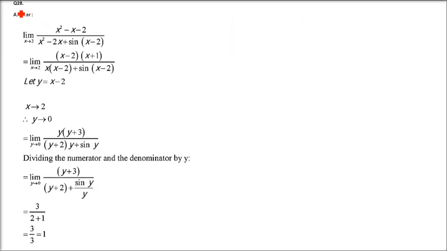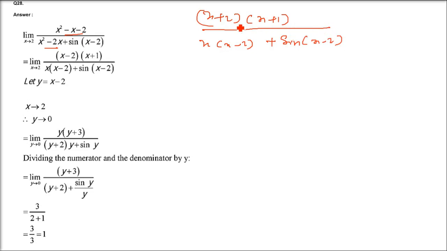Coming to question number 28. So x square minus x minus 2, x square minus 2x plus sine x minus 2. Exactly the same question, almost similar to the previous one. So this is x square minus x minus 2. If you remember, it was x minus 2 and x plus 1. I'll just change it. This is x minus 2x, so we are taking x common, x minus 2, then you have sine x minus 1. So you have x minus 2, so you have multiple x minus 2 here.